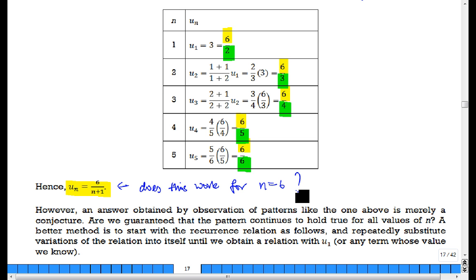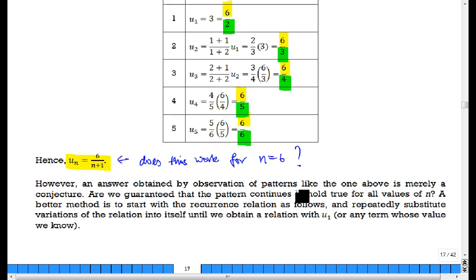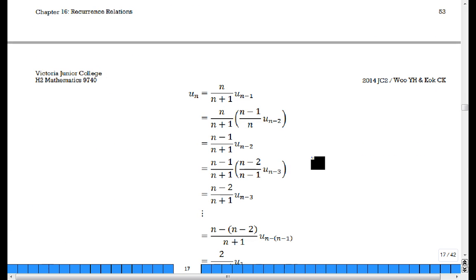Now, what is a better way? A better way will be to start off with the recurrence relation. This is given, and it will never be wrong.